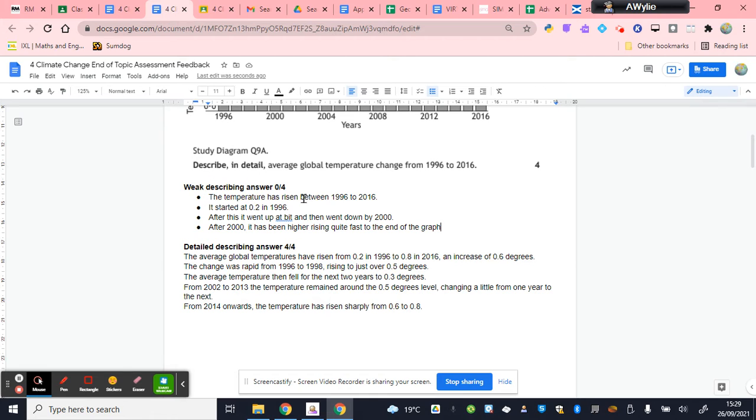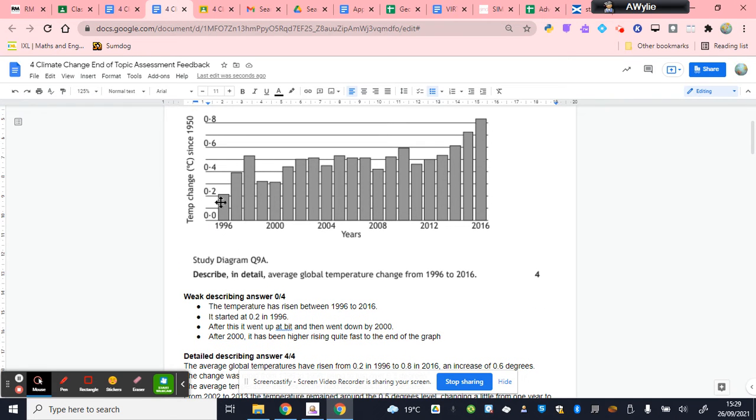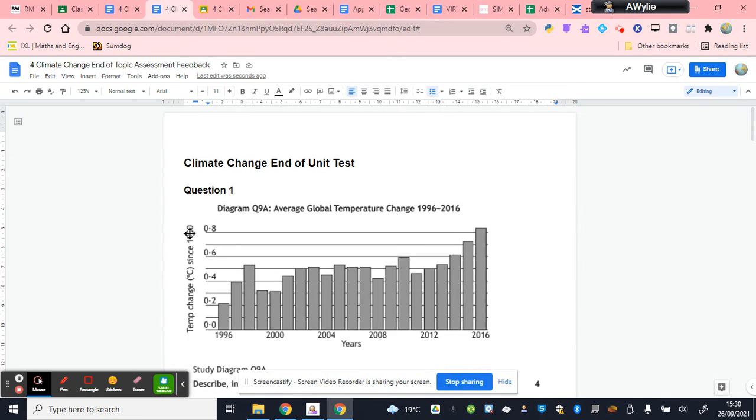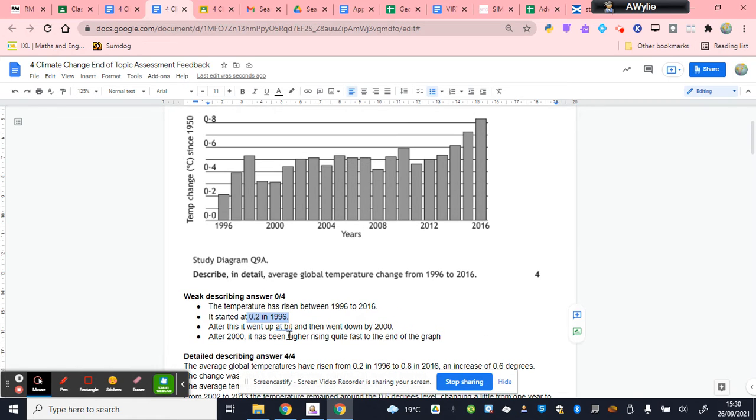So they tell us that the temperature has risen between 1996 and 2016, which it clearly has done. But if they told us that it had gone from 0.2 to 0.8, then they would have achieved their first mark, but they didn't do so. They do go on to tell us it starts at 0.2 in 1996, which is giving a bit of data with a date, but the question does say average global temperature change. So there's no idea that it is 0.2 higher than 1950, which is actually what this graph is based on. Had they said that, it would have got the mark. Or if they'd said it started at 0.2 and finished at 0.8, they would have got a mark, but they haven't told us anything about change.